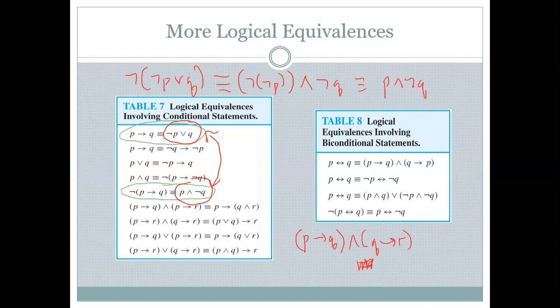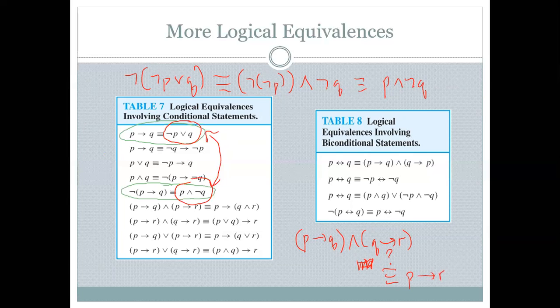Okay, so you think that that's equivalent to P implies R? Let's put a question mark on this. Is this equivalent to P implies R?